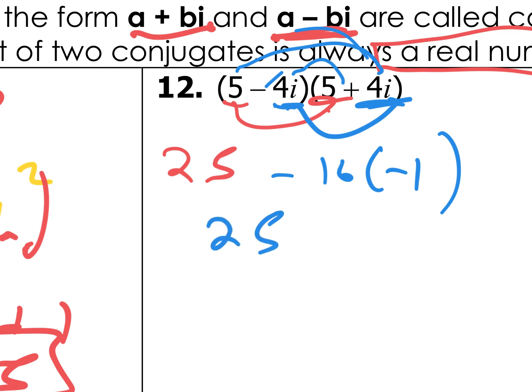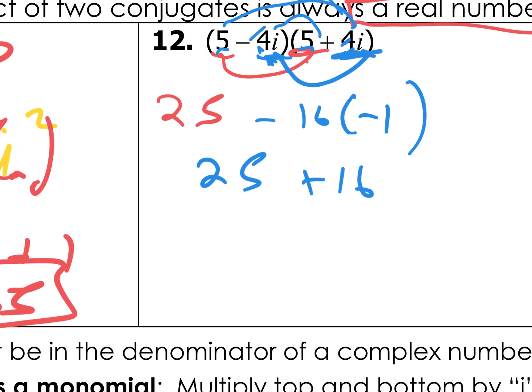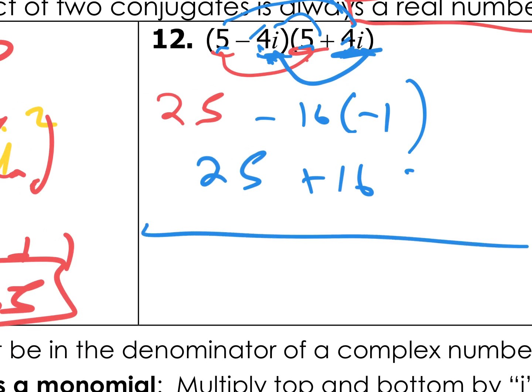25 plus 16. You can look at that and say, oh, 4 times 4 is 16, so it's going to be 25 plus 16. It always will work out. But if you have to work it all out in detail, that answer is going to be, if I do my math right, 41.